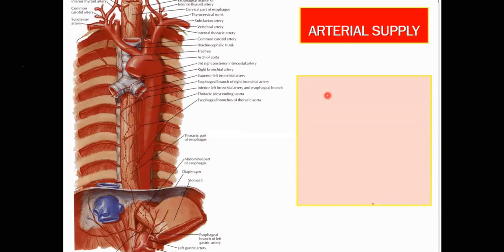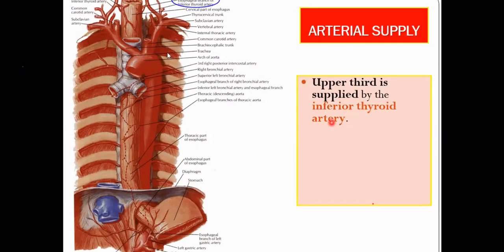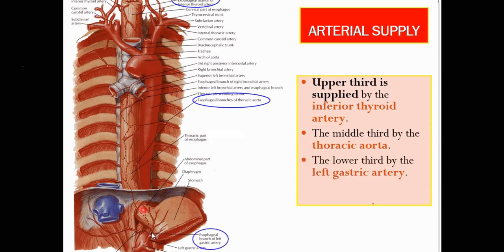Arterial supply from below, esophageal arteries. In the above part, inferior thyroid arteries also supply. The thoracic aorta gives the esophageal branches to the middle third, and for the lower third, the gastric arteries supply the lower part. So it gets 3 blood supplies: above from the thyroid, middle directly from the aorta, and in the lower part from the gastric arteries.